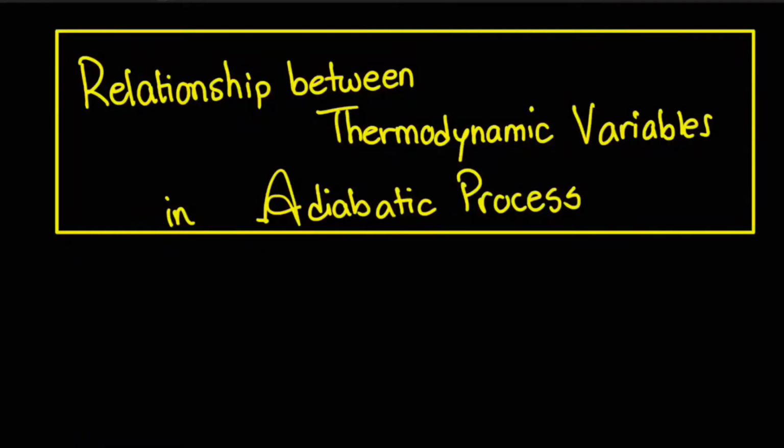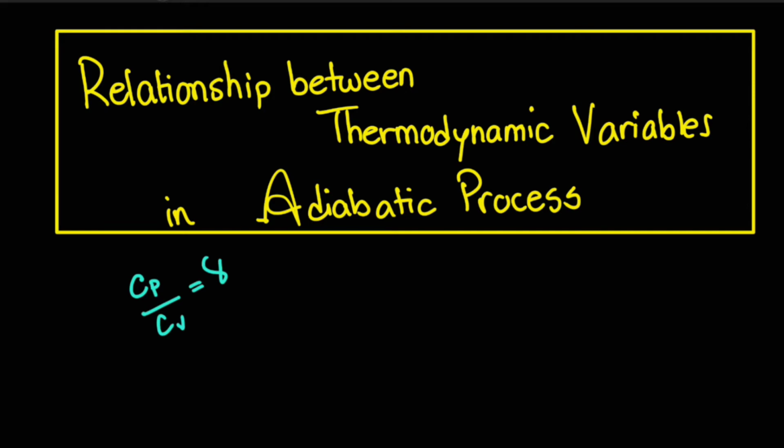We're here to discuss the relationship between thermodynamic variables in an adiabatic process. Before we proceed with our main equation that we are going to derive today, let me just tell you that in thermodynamics, we refer to the ratio of molar heat capacity at constant pressure to that at constant volume by a factor denoted by gamma.